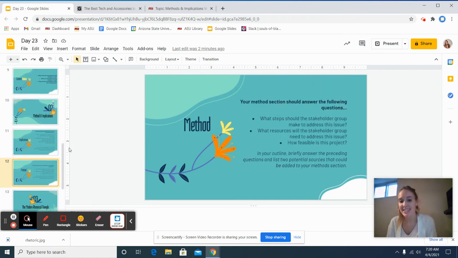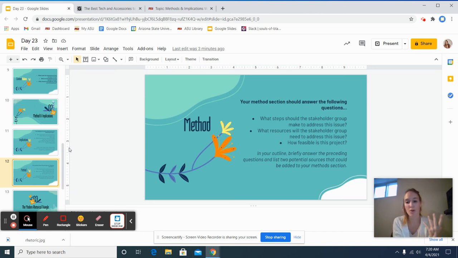So then methods, this is where you're going to give a step-by-step plan to explain what your stakeholder group must do moving forward. So what steps should the stakeholder group take to address this issue? It can be kind of black and white, where you say step 1, step 2, step 3. It can be that, but it doesn't have to be, as long as it's a clear plan that the stakeholder group can do. It may be lots of different pieces that go together to achieve the goal, but it has to be something that I could pick up and say, okay, I understand this plan. The stakeholder can pick up and say, okay, I can do this. This is possible. I can execute this. So yeah, how feasible is this project?